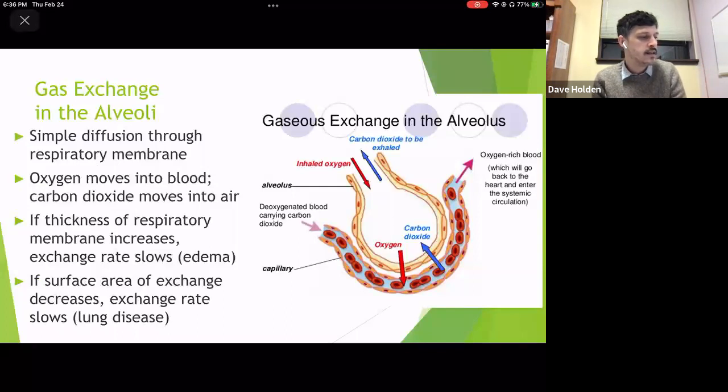All right, gas exchange in the alveoli. I believe I had talked about this already. Sometimes I get ahead of myself. I really like teaching, so I just explain everything. And then I realize I explained everything that was coming like 5 slides from now. Welcome to my life.